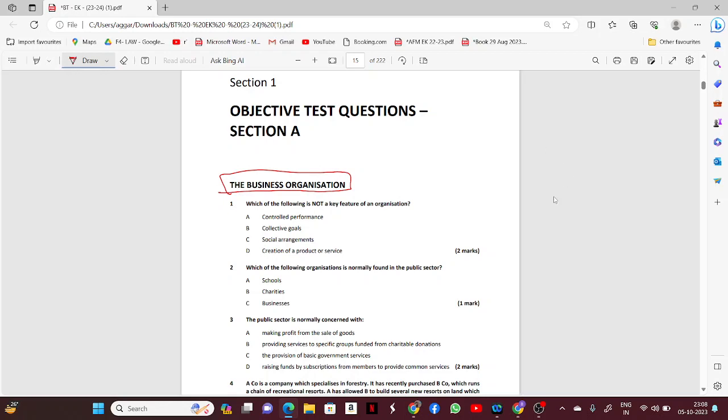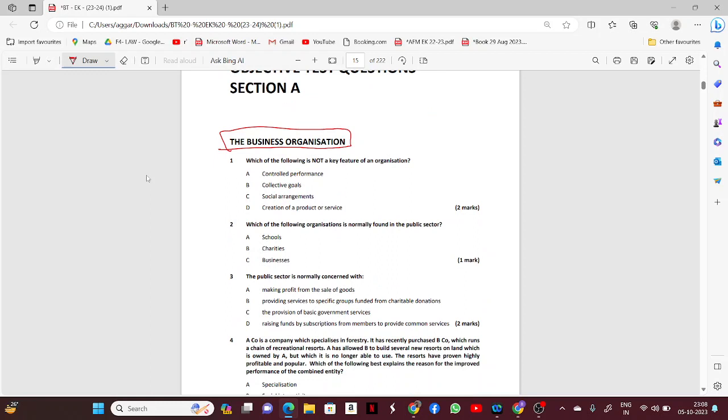So the first question is, which of the following is not a key feature of an organization? Whenever you are reading the question, it is important that you underline the keywords. The keyword here is "not a key feature." Out of these four, three would be key features of an organization and one won't be. So let's see. Control performance.